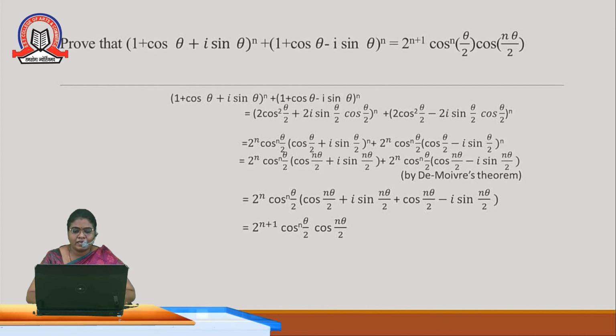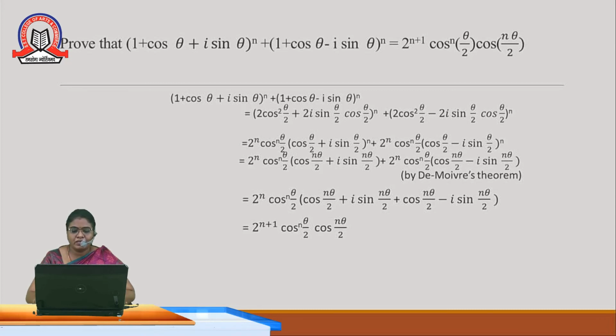Seeing this, we again have the format of de Moivre's theorem, the polar form power n, that is (cos theta by 2 plus i sin theta by 2) whole power n. In the second part, we have the conjugate. So applying de Moivre's theorem, we get 2 power n cos power n theta by 2 into (cos n theta by 2 plus i sin n theta by 2) plus 2 power n cos power n theta by 2 into (cos n theta by 2 minus i sin n theta by 2).